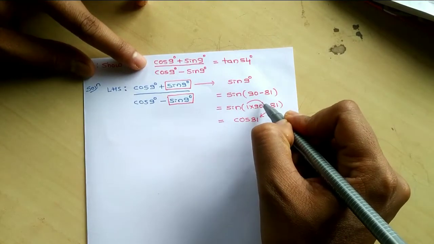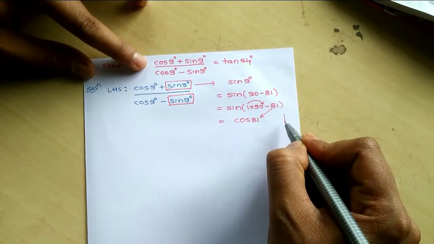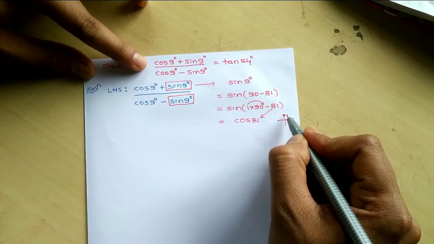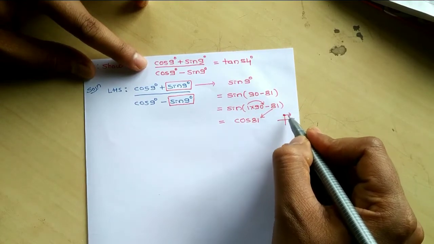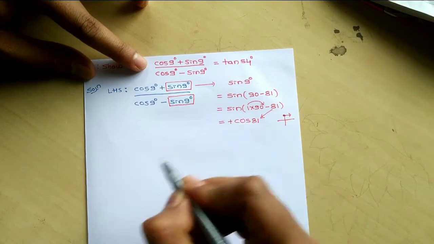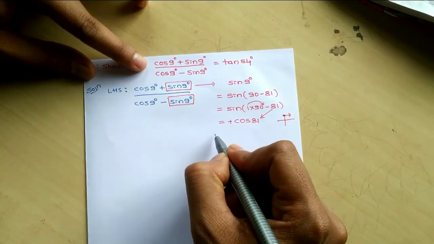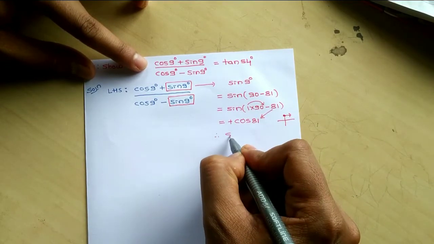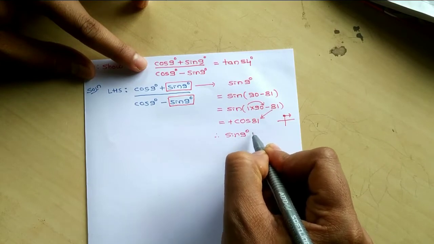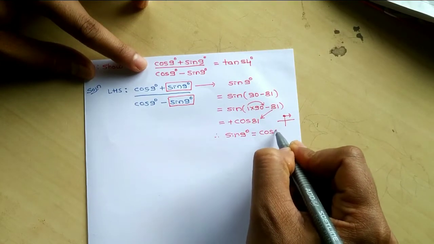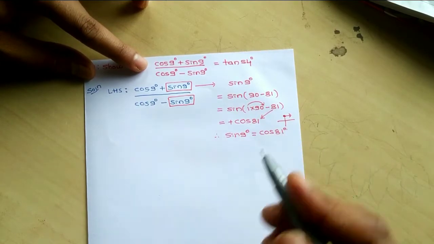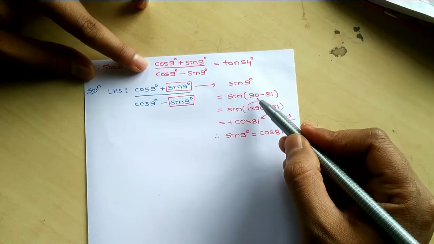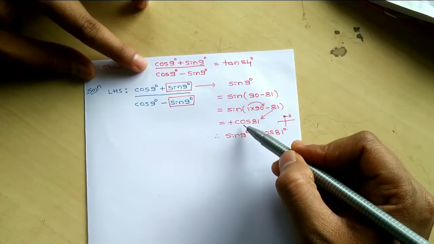Next here, 1 minus. So plus sign, 0, 1. Minus means which quadrant? First quadrant. All are what here? Positive. Therefore finally sin 9 degree value, how much you are getting here? Cos 81 degree. Correct? Therefore sin 9 degree, by applying the allied angle formula, how much you are getting here?